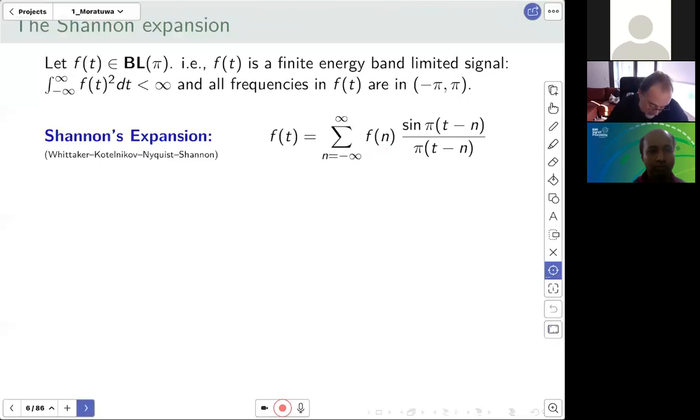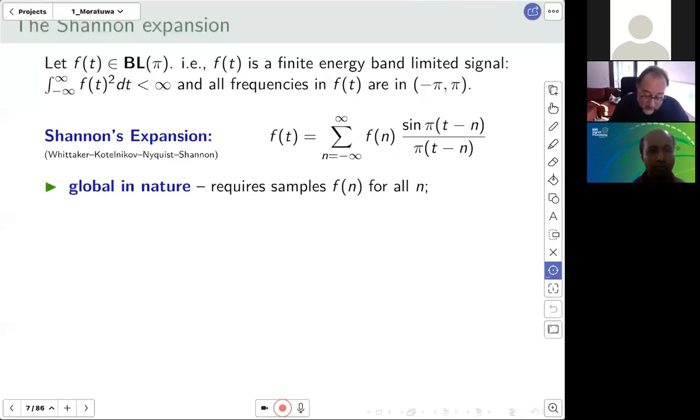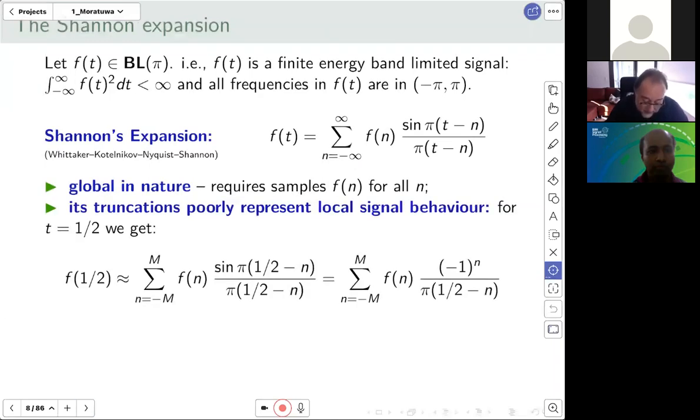Now, this formula is global in nature because this summation uses samples from minus infinity to infinity. And in fact, its truncations poorly represent the signal. For example, if you truncate this expansion, so you use only 2m plus 1 samples, and you want to find the value of the signal at 1/2, between the sample at 0 and the sample at 1, when you substitute t by 1/2, you get this expression.